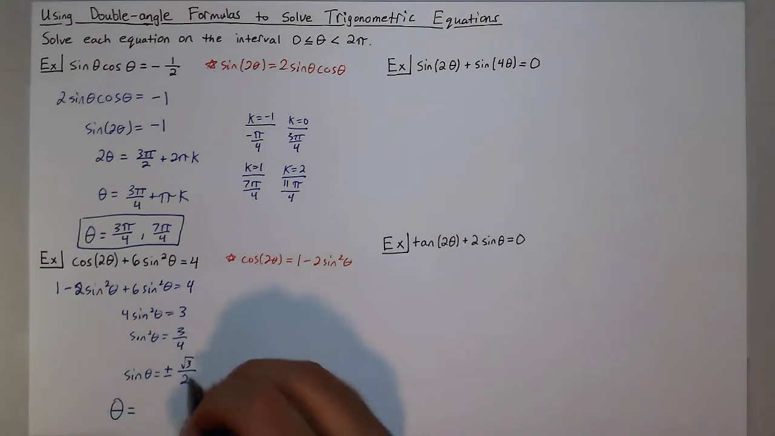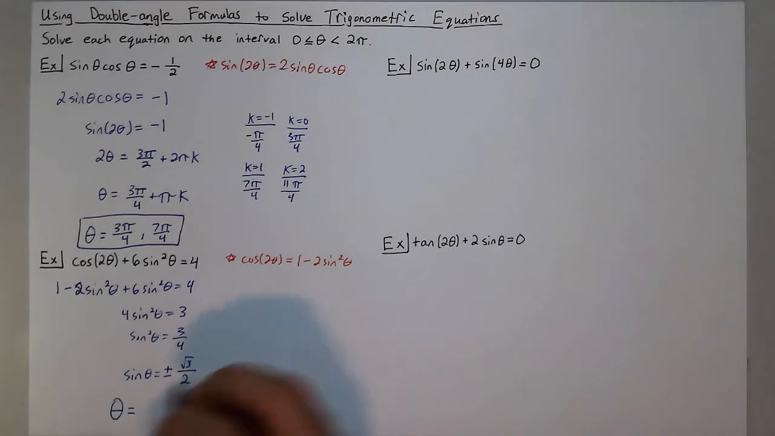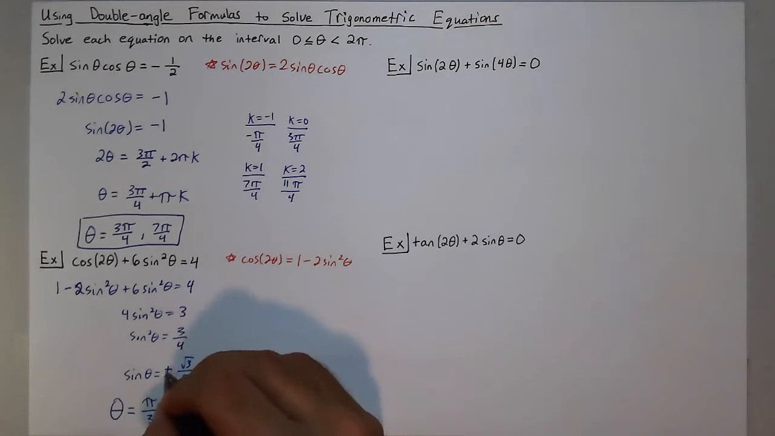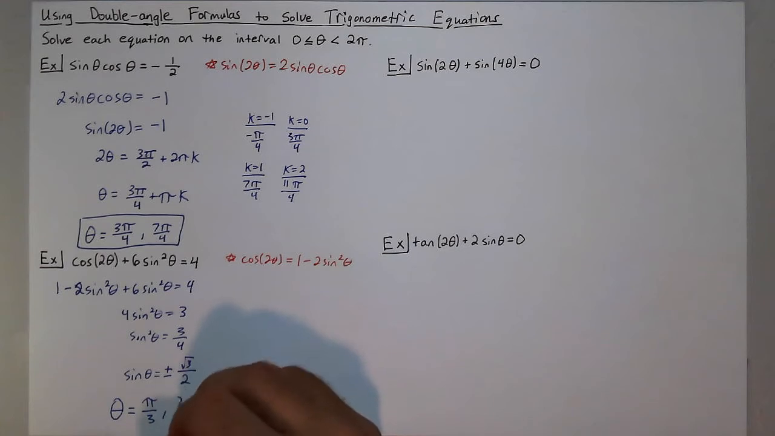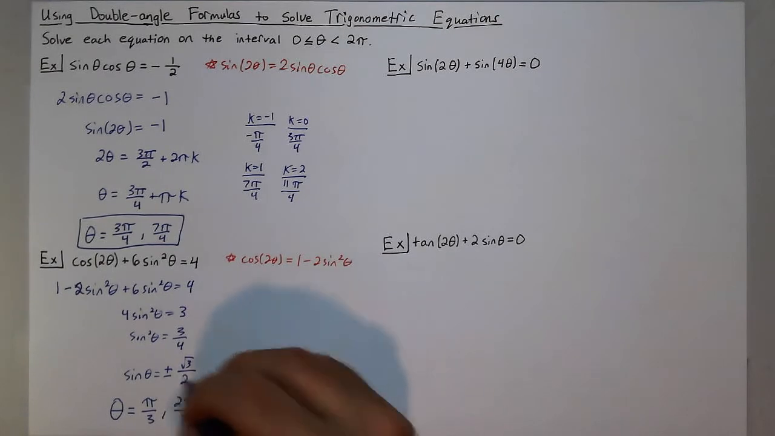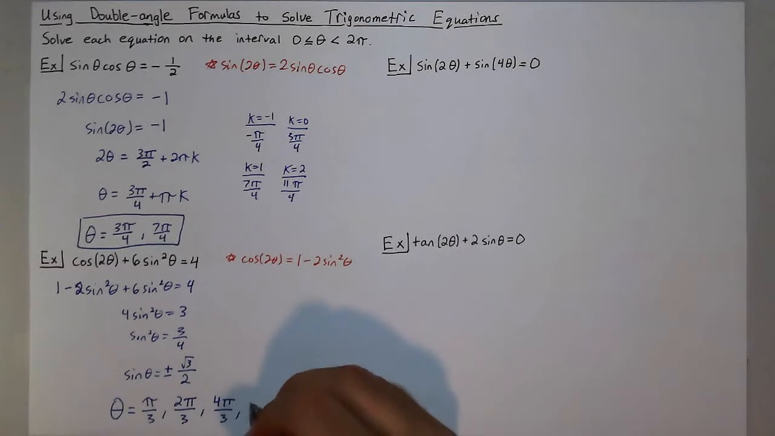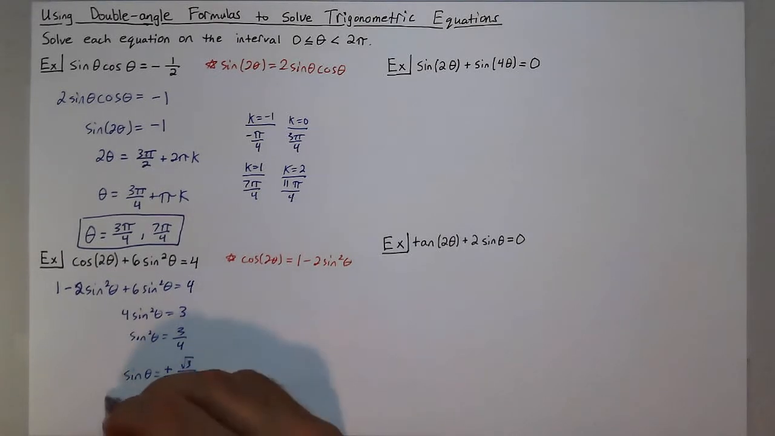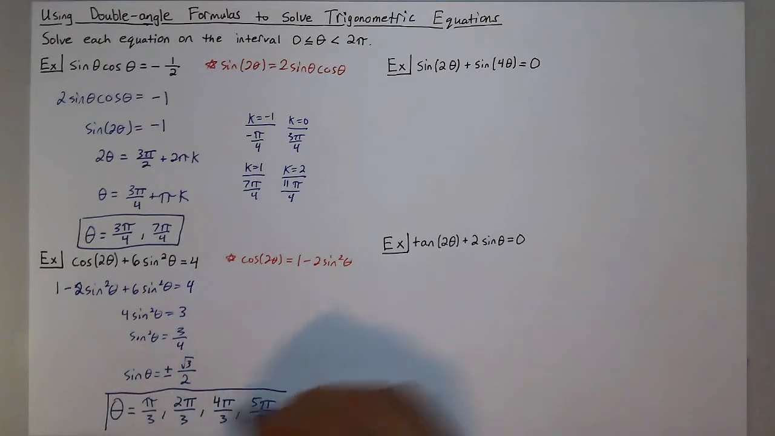So first I'll start with my first quadrant. A positive square root of 3 over 2 happens at pi over 3. Another positive square root of 3 over 2 happens at 2 pi over 3 in my second quadrant. In my third quadrant, I get a negative square root of 3 over 2 at 4 pi over 3. And I get another negative square root of 3 over 2 in my fourth quadrant at the angle 5 pi over 3. So these would be my 4 solutions to that equation.